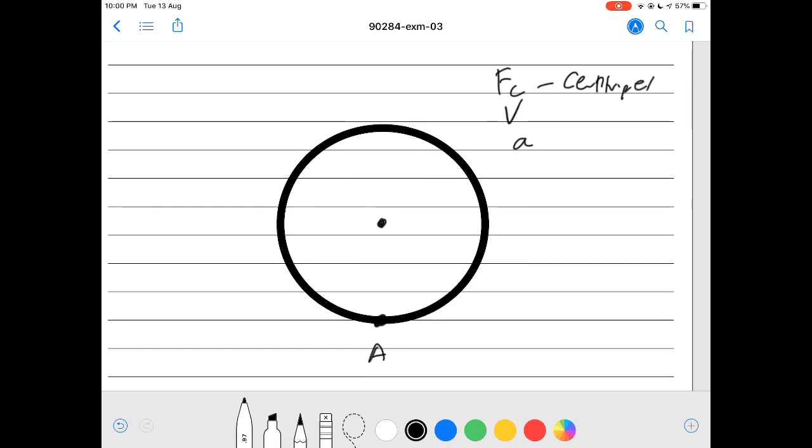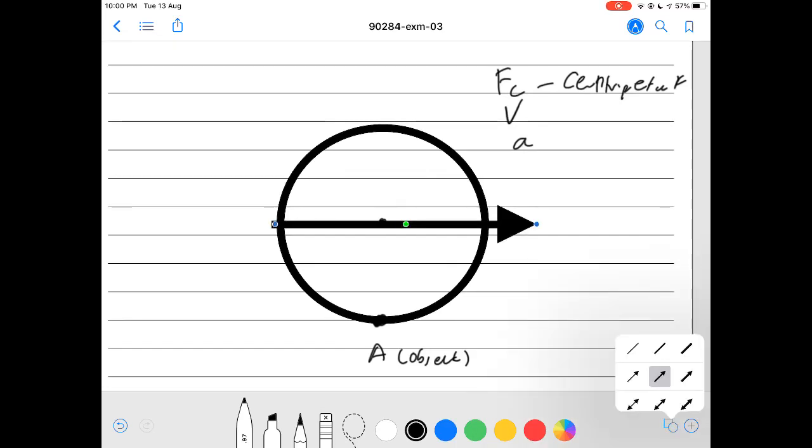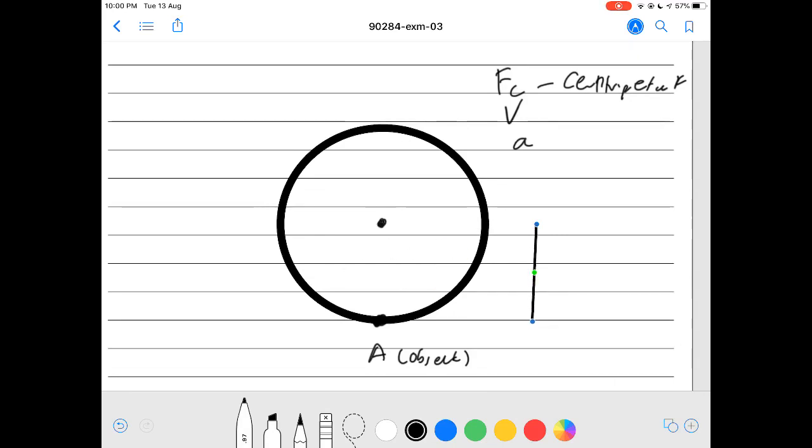Centripetal force is always acting from the object into the center. Let's say point A is where our object is, and we're going to draw our centripetal force direction. The direction is always acting towards the center from the object, so from the object towards the center of the circle, that's going to be our FC.